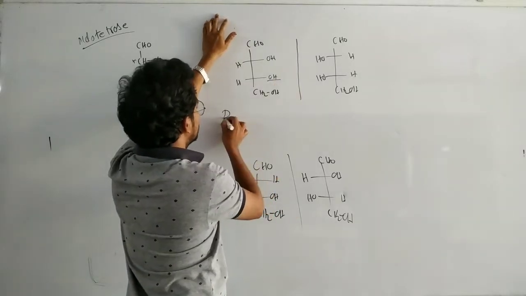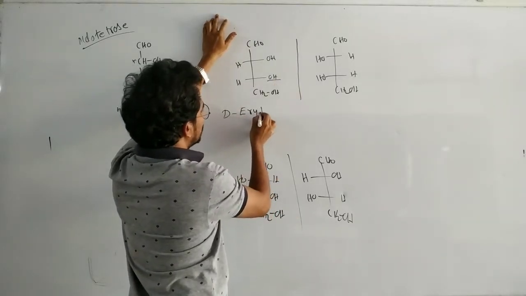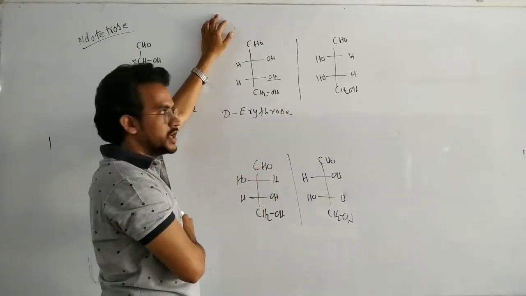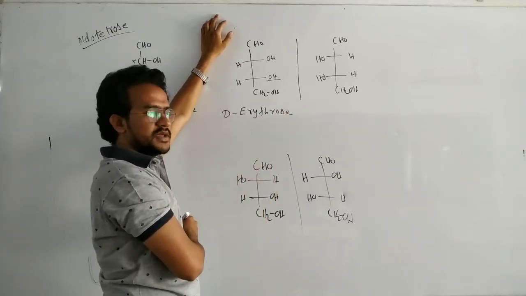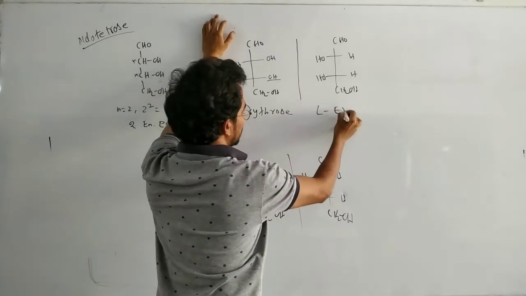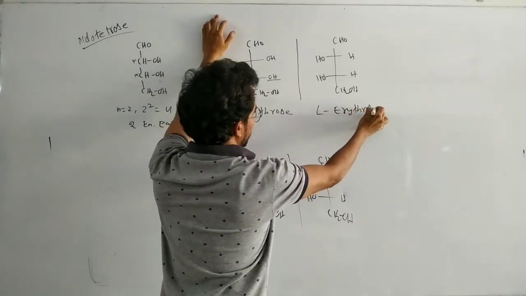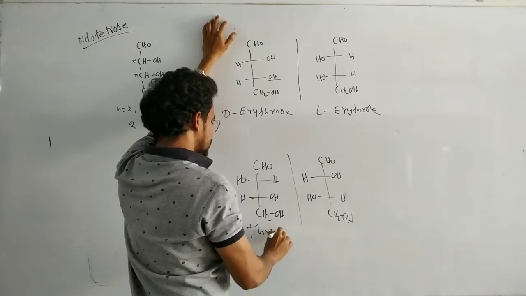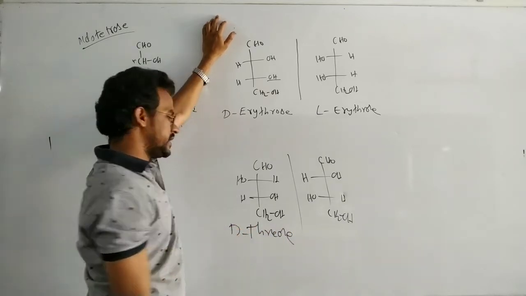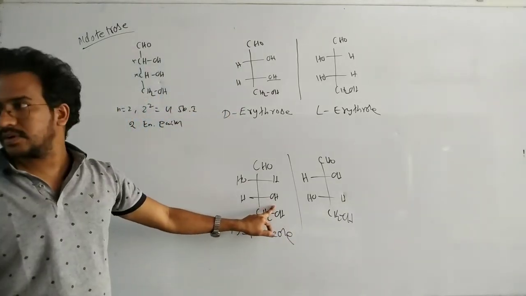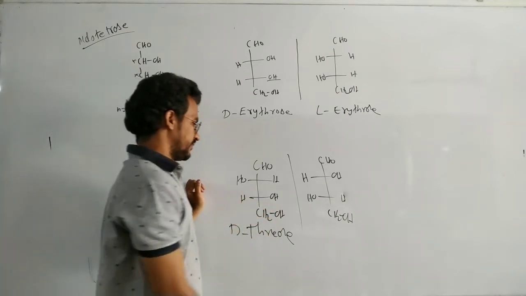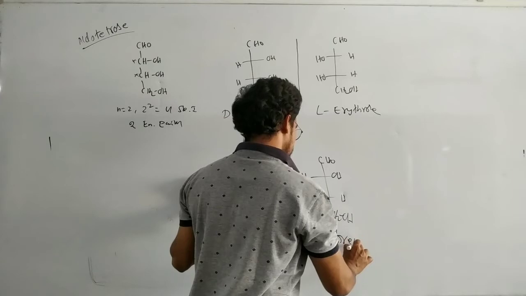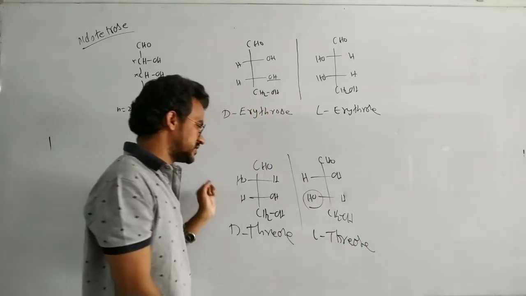This is D-erythrose. Its name is erythrose, D-erythrose, with similar groups on the same side. This is L-erythrose. The opposites are threose. Which threose is it? Capital D, with OH on the right side at the bottommost chiral carbon. Here it is OH on the left side, L-threose.